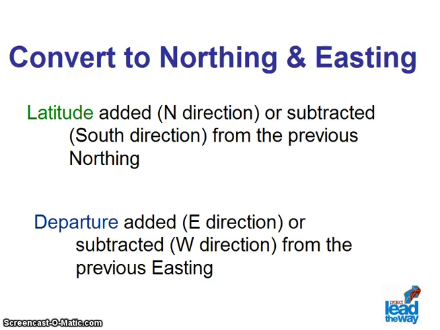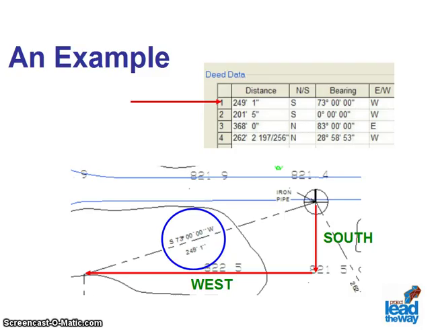The general rule of thumb is, if the subsequent bearing states north, then the latitude is added to the previous northing. If the bearing states south, it is subtracted from the northing. In like manner, if the bearing states east, the departure is added to the previous easting and subtracted if the bearing states west. To help make sense of it all, let's just look at an example.